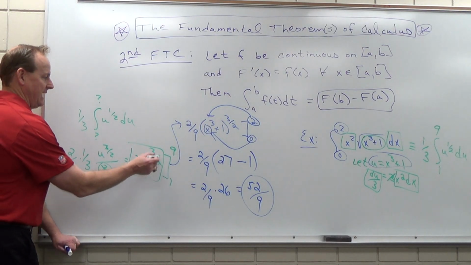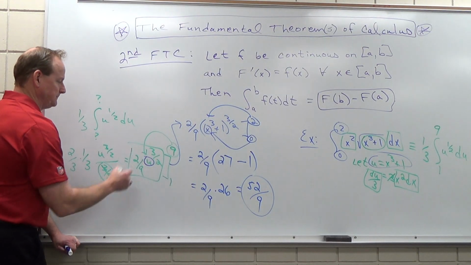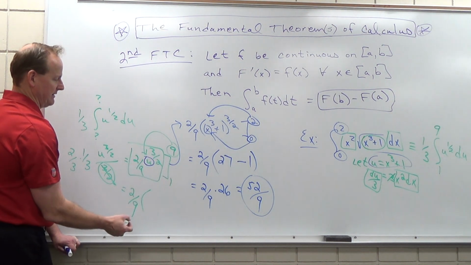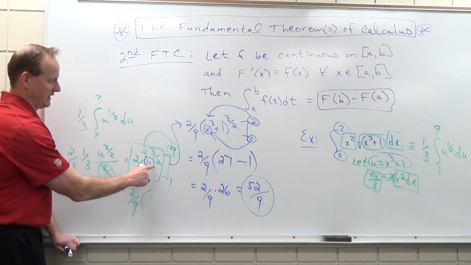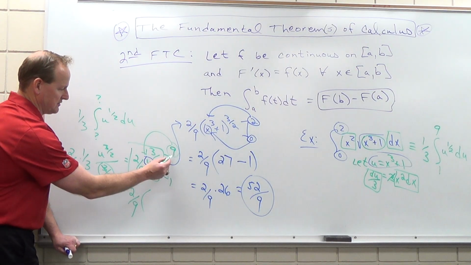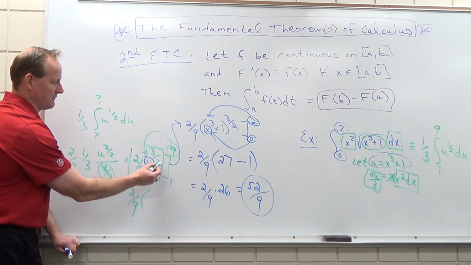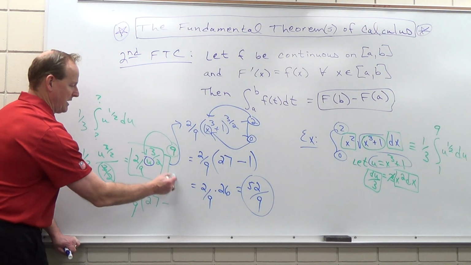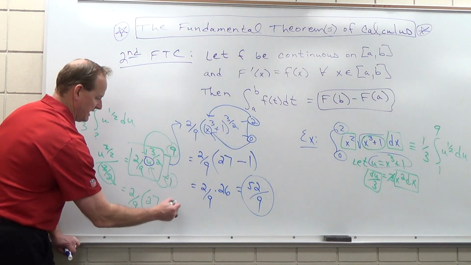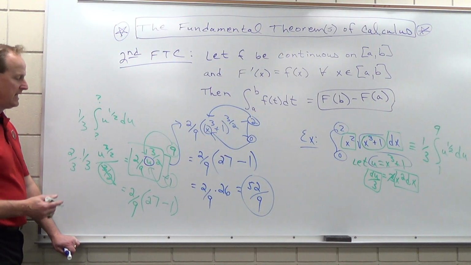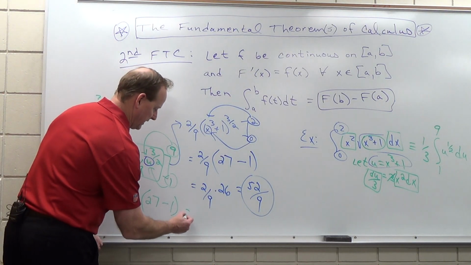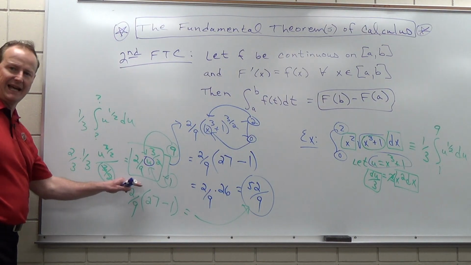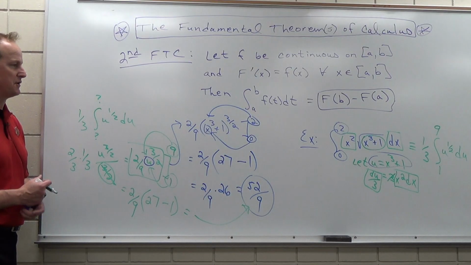If I plug in 9 for u, this would be 2/9 times the upper limit evaluated minus the lower limit, so I'm just going to plug it in and use the distributive law. So the square root of 9 is 3, cubed is 27, and then minus, if I plug in 1 for that u, once again, 1 to the 3/2 power is 1, and if you notice, this ends up equaling the same exact answer.